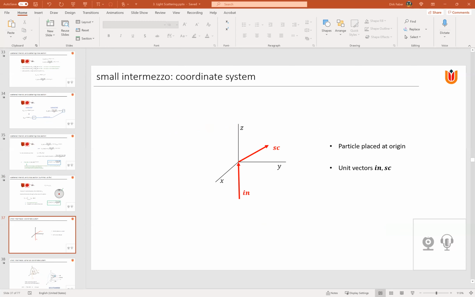Again, the coordinate system that we're looking at is the particle is placed at the center of the coordinate system. The incident light is along the unit vector along the minus z axis, and the scattered light can be any direction. That is free, of course.